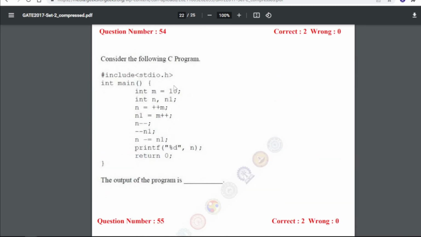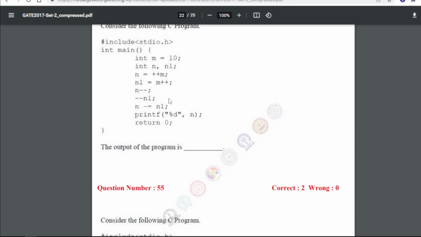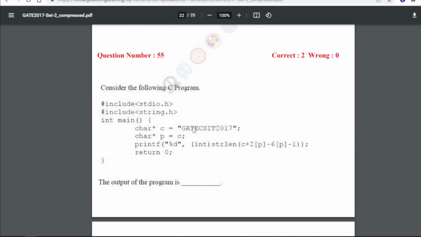Now consider the following C program, include stdio.h. Okay, so this is the C program. Then the output of the program is, that means the printf statement will print what? So for 54 we will get the answer 0 here. If you trace or solve this program, you will get the answer as 0.